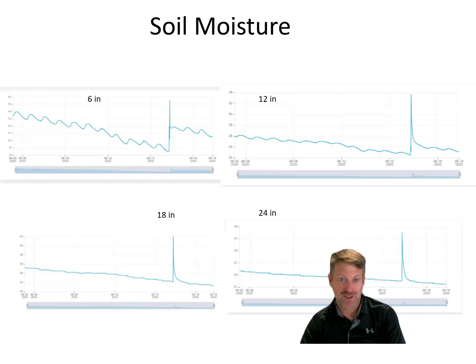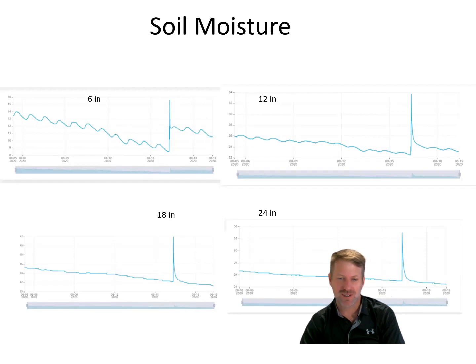There are some cool sensors out there. One is soil moisture. This shows a soil moisture spike that you drive into the ground, and it has internal sensors that can measure soil moisture at various levels within this spike at 6, 12, 18, and 24 inches.